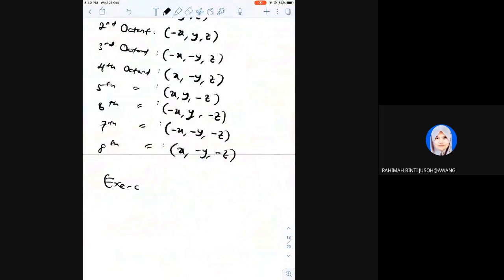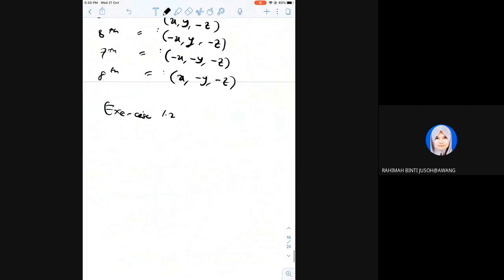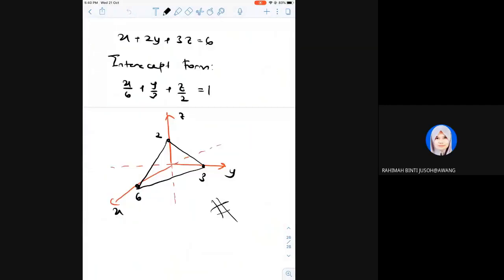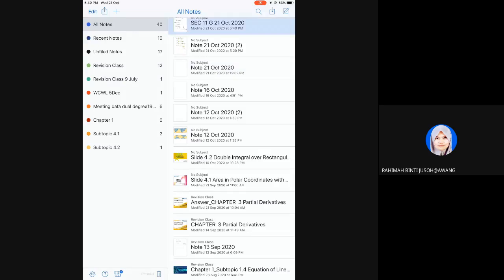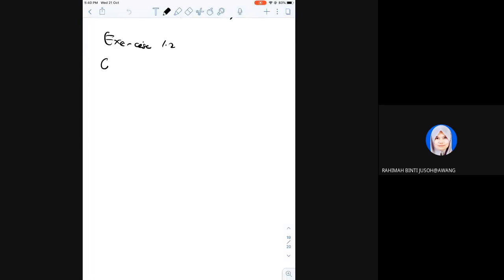Okay, question number 4. Exercise 1.2. Question number 4, dia nak a box, sketch a box in the 7 octane. Dia bagi 4, 5, 11. But in 7 octane, what happened to the coordinates?